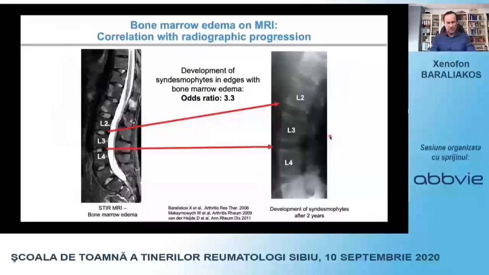And the same is true for the spine. We have here data after 2 years, not after 8 years. And the studies that I show you here all showed the same result. 3 times higher risk, significantly increased in those areas where we have inflammation as compared to those where we do not have inflammation, or we have less inflammation to develop syndesmophytes.